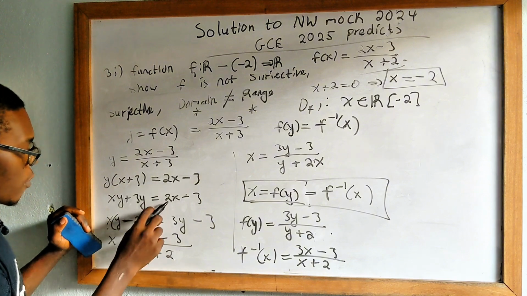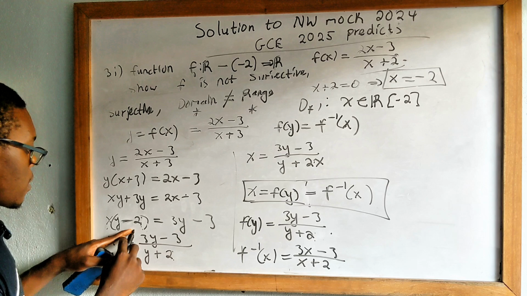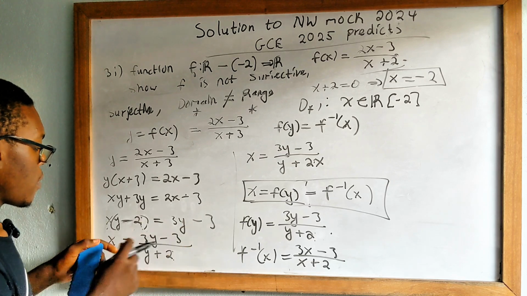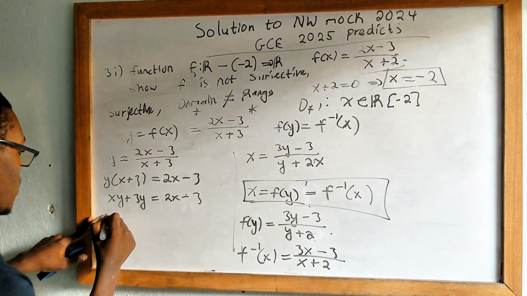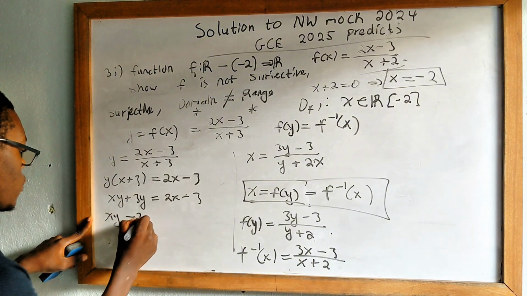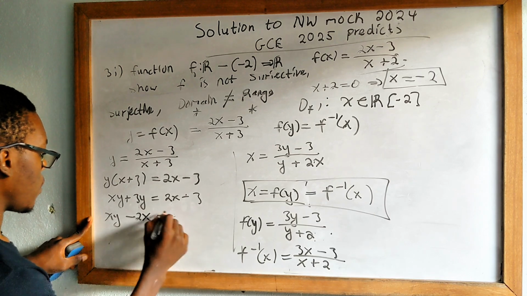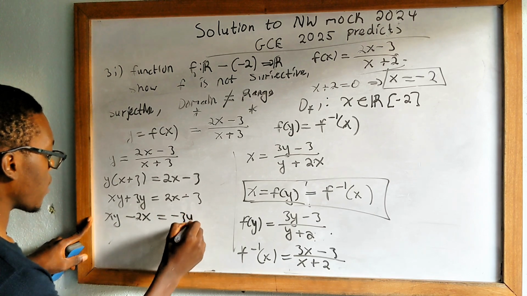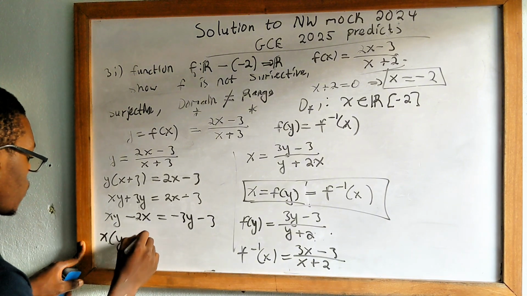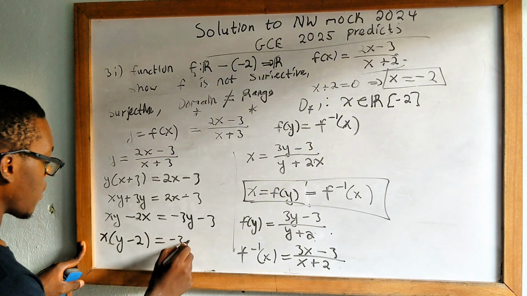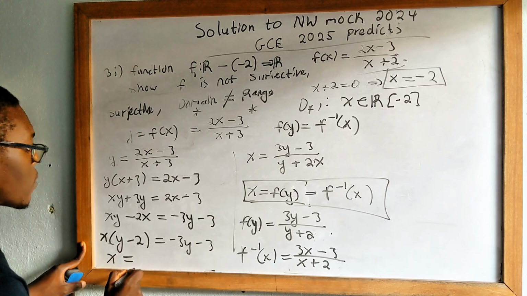So for the error, we bring here to have negative. We have xy minus 2x. Okay, we bring this one. Let's see here. We have xy minus 2x is equal to what we bring here. We bring this one here, that is negative 3y minus 3. Hence, we bring out x into y minus 2 is equal to what? Negative 3y minus 3. Hence, x is equal to what?